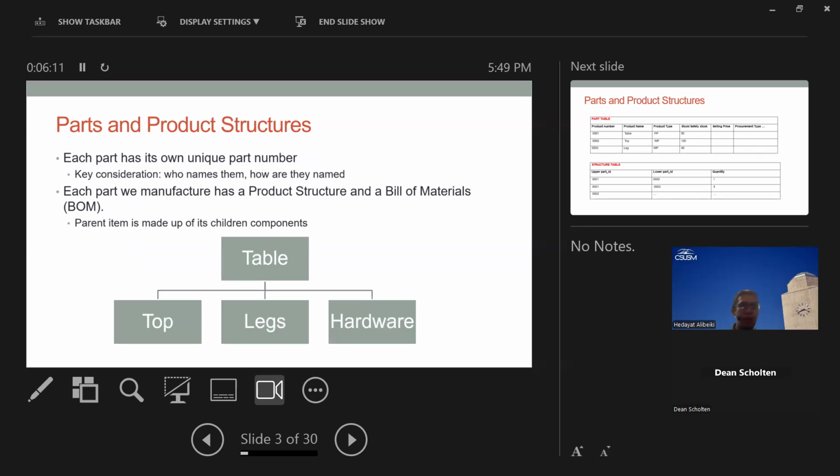So I'm just going to skip some of these. A parent item is made up of its child components. This is just an example of a product structure. The table is made up of top, leg, hardware. It's just a list, but a BOM also means quantity. So one top, let's say 4 legs, and one box of hardware.